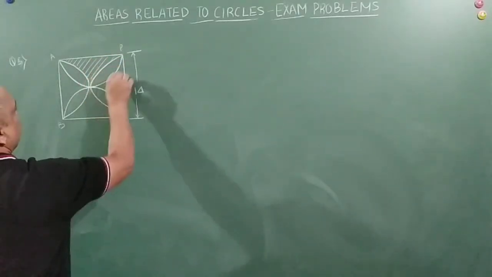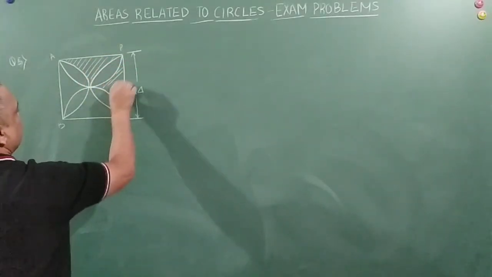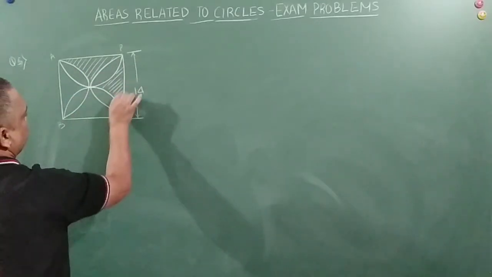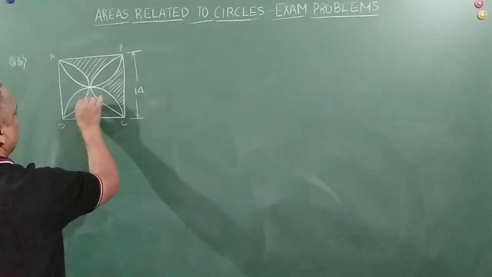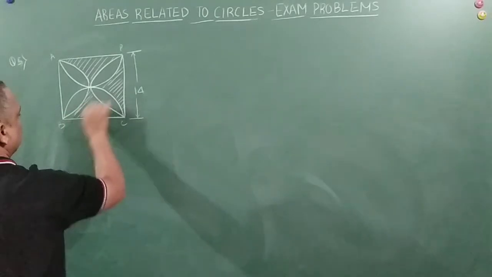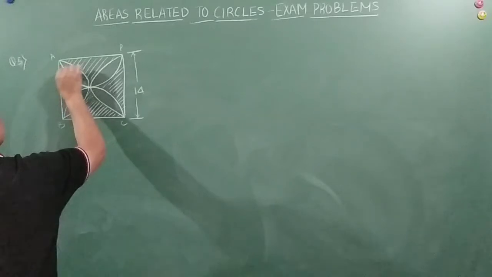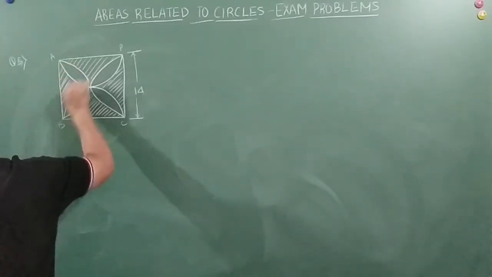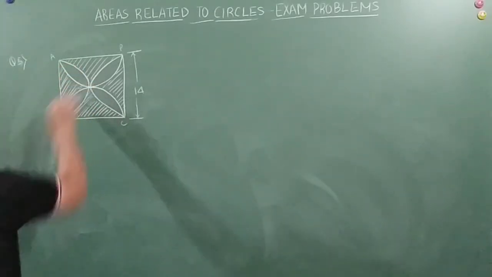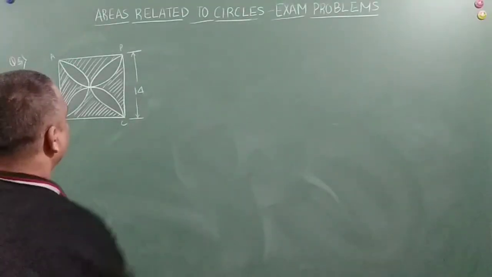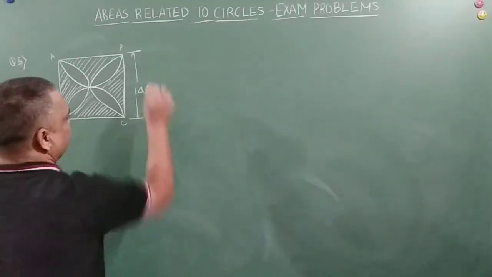In the textbook, the problem is that this portion is shaded, 1, 2, 3, 4. This is just the reverse of that. Okay, so this is my shaded region, right? So friends, we have to find out the area of the shaded region.